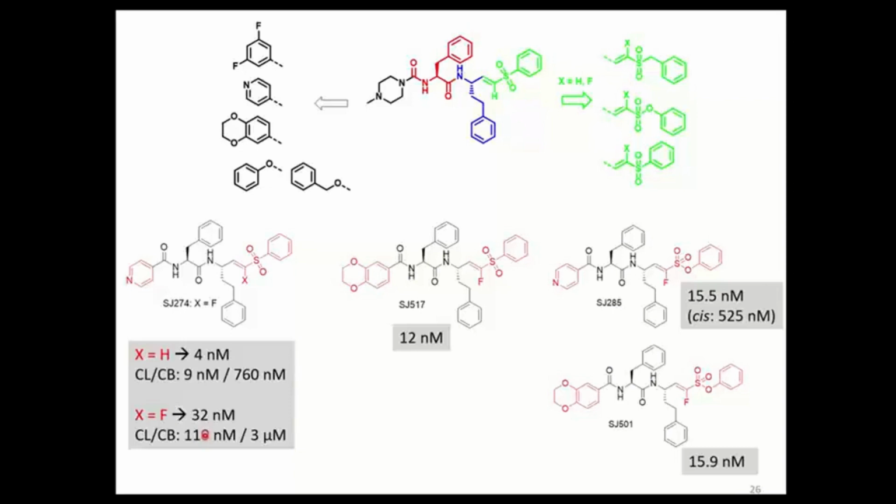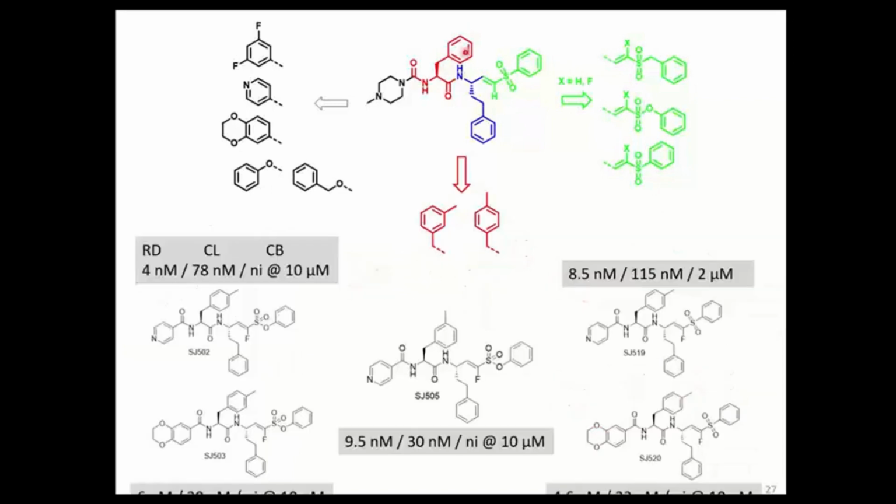We also find this substitution right there quite reasonable with 12 nanomolar, or on the right-hand side next to our electrophilic warhead, the exchange from vinyl sulfone to vinyl sulfonate also turned out to be a good idea. And at this point, we also checked the configuration of the double bond, if trans or cis is better. So we usually synthesize in trans configuration, but as you see, cis, we checked it for one molecule and said, okay, this is not the way to go.